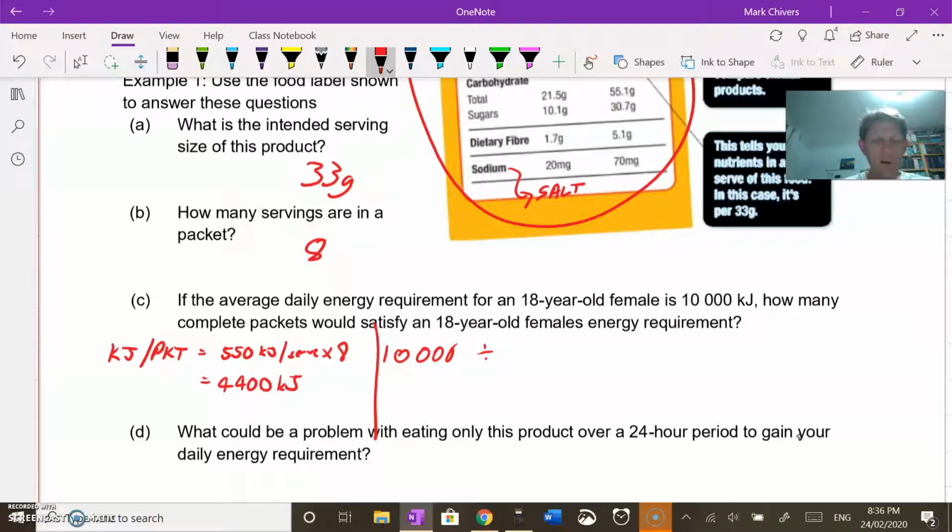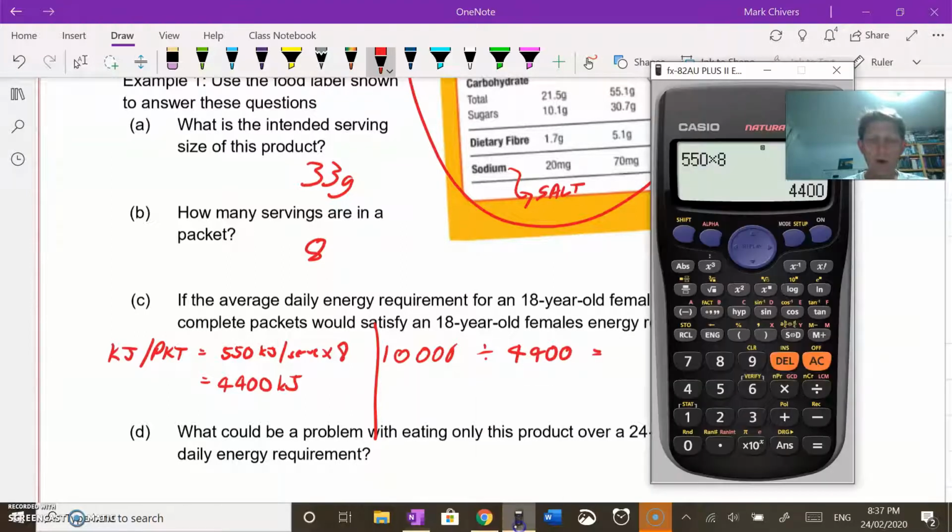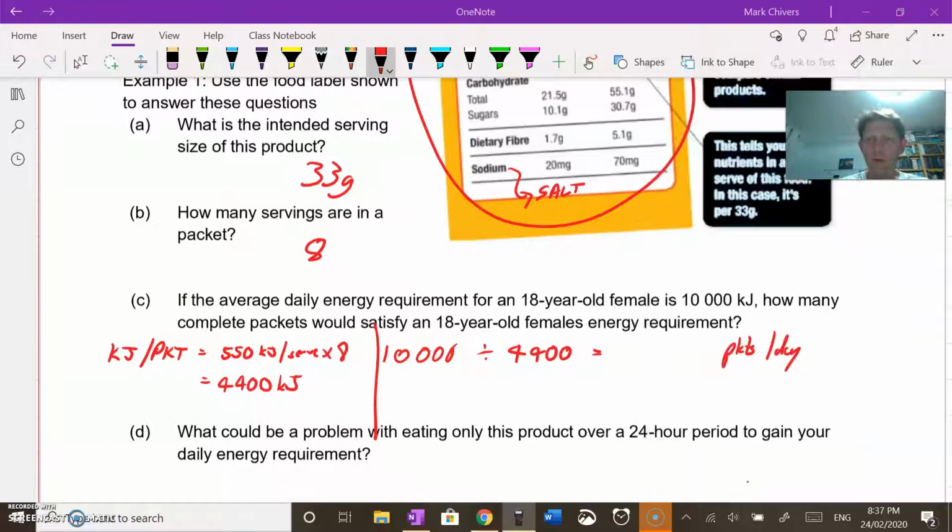So moving on from that, if we take the 10,000 kilojoules in the day and divide it by those 4,400 that are in the packet, that'll tell us how many packets essentially per day you'd eat, if you're getting all of your energy from just this one packet of, is it cereal or whatever it is that we've been given. So we take our 10,000 and divide that by 4,400. We end up with 2.3 packets per day.